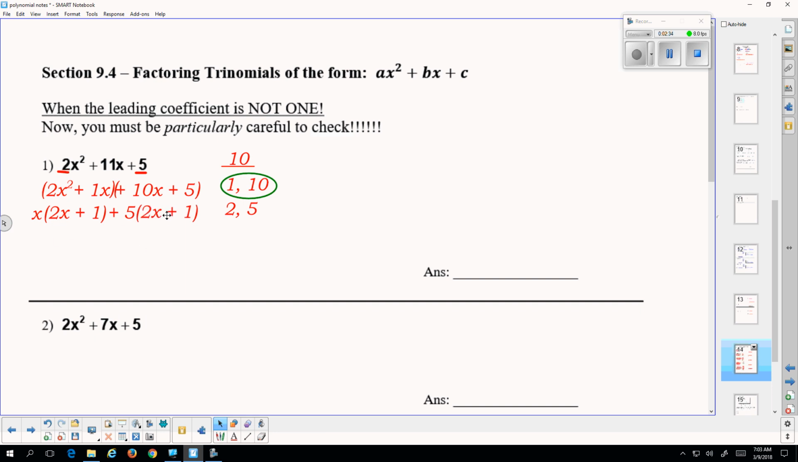And now we're going to factor out. Do you see how these binomials here repeat? We're going to factor out a 2x plus 1. And what we'll have left is an x plus 5. And now you must be particularly careful to check your work. So take a moment and multiply this back out, and make sure you get 2x squared plus 11x plus 5 as an answer. If it worked, then we're good. That's our answer. We're going to do a few more of these because it's a lot of steps.